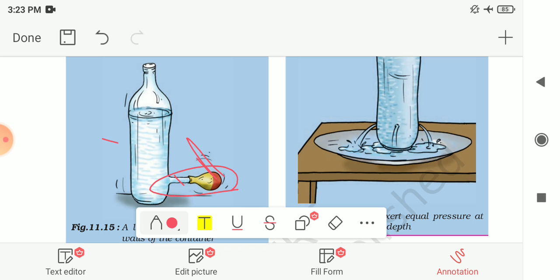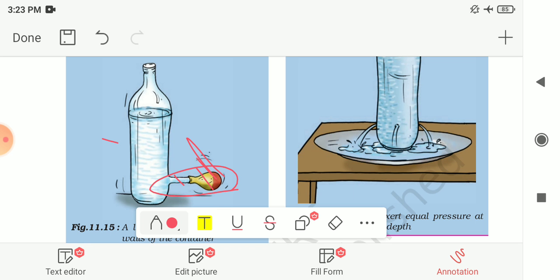Then fill the bottle up to half with water, and observe what is happening with this rubber balloon. And why does the rubber sheet fixed to the glass tube bulge this time? That you have to answer. Then pour some more water in the bottle, and again observe the bulge in the rubber sheet. Is there any change in the bulge of this rubber sheet or not?